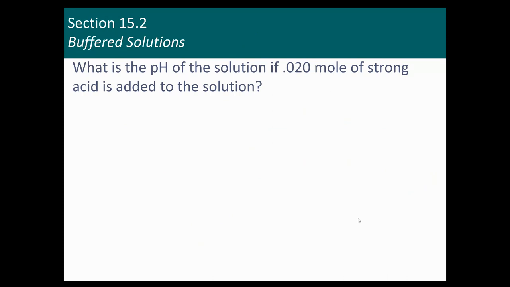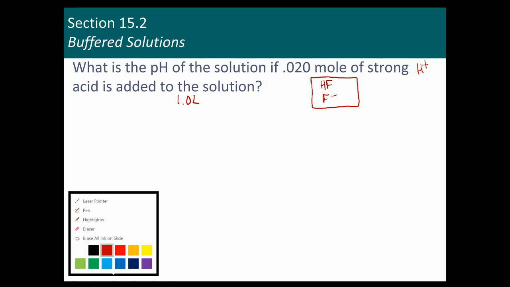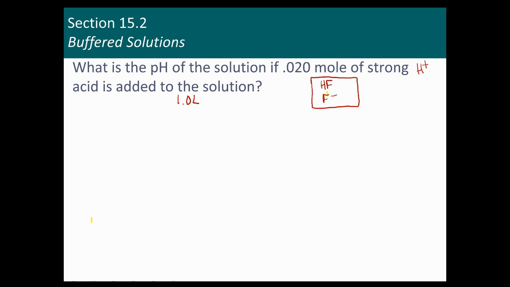Okay, so what's the pH of the solution if 0.020 moles of strong acid is added to, and we're going to say 1 liter of solution. Okay, so let's picture I have HF and F minus. Who's going to react with H plus? Do acids react with acids? No, absolutely not. So the F minus is going to be the species in there that's going to react with H plus.